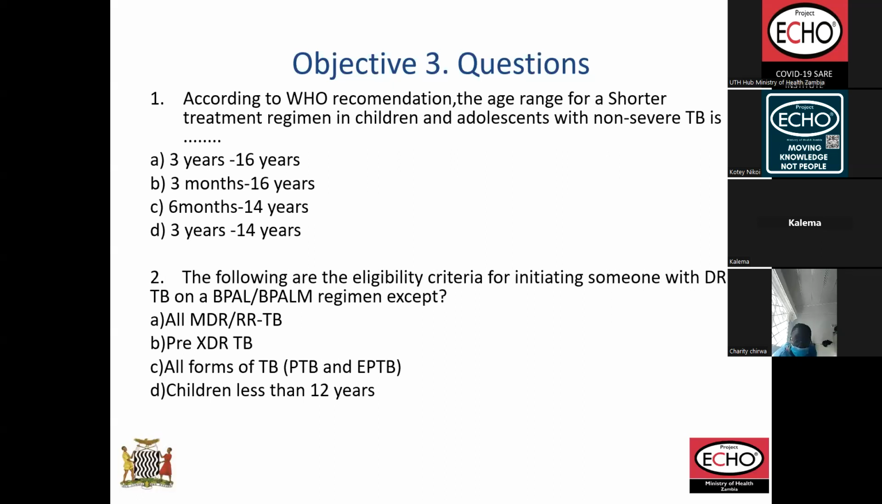We have 34% of the network thinking that all of the following are eligibility criteria except C, which is all forms of TB. And we have 31% thinking the answer is A, 26% thinking the answer is D, and only about 8% thinking the answer is B. Over to you, Doc. Thank you so much, Doc.